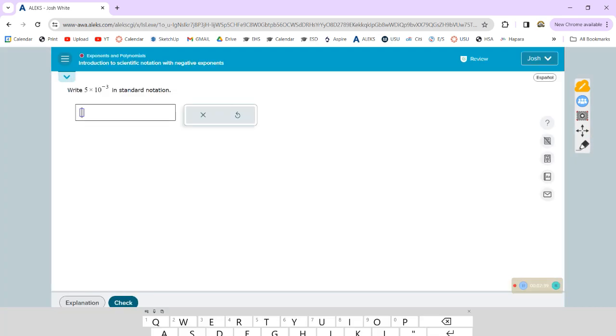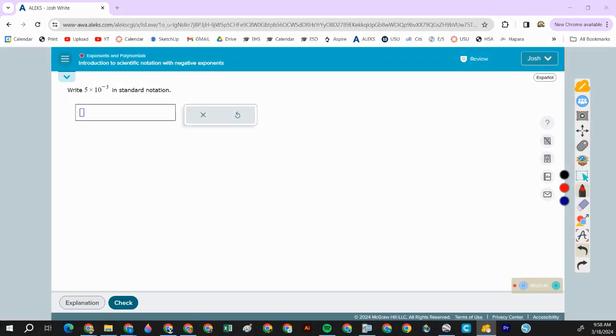All right, scientific notation with negative exponents. In the last assignment, we did something like 5 times 10 to the third, and we moved the decimal to the right 3 places. Here, the exponent is negative, so I'm going to move it to the left 3 places, and I get 0.005.